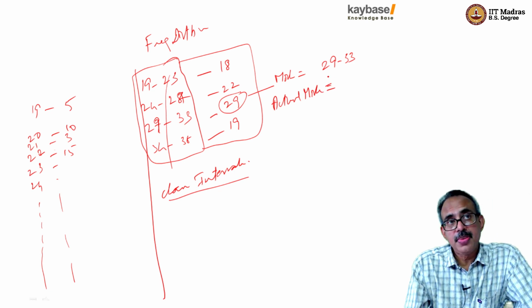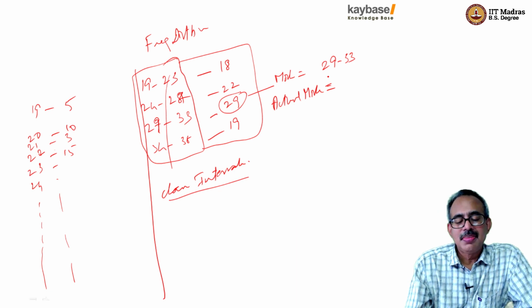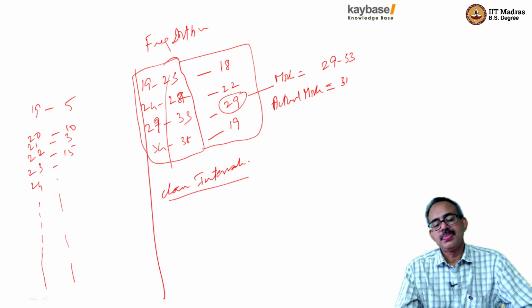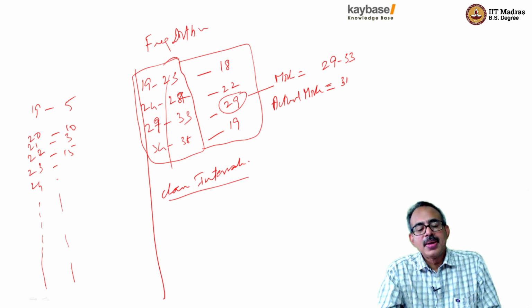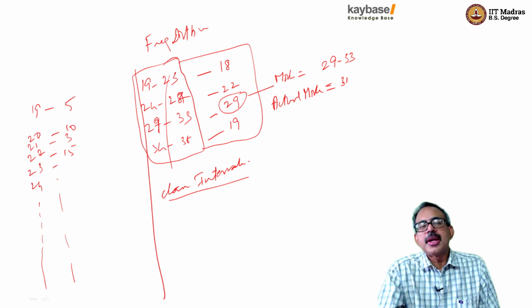There is a mathematical formula, right? But very roughly, we can take the mode as 31. Nothing very wrong with that. So the midpoint in that, very roughly, strictly speaking, it's not correct.